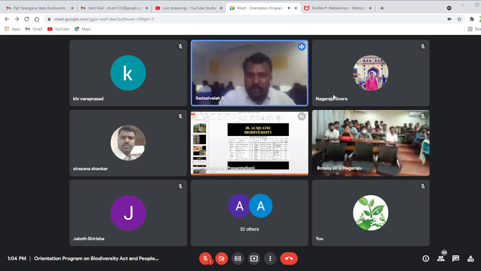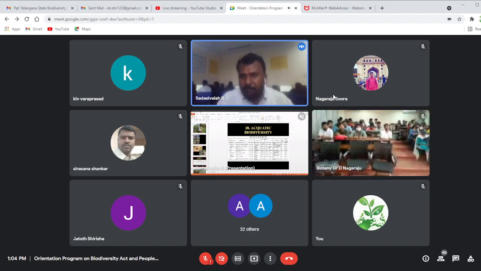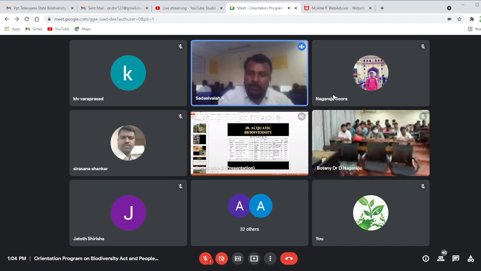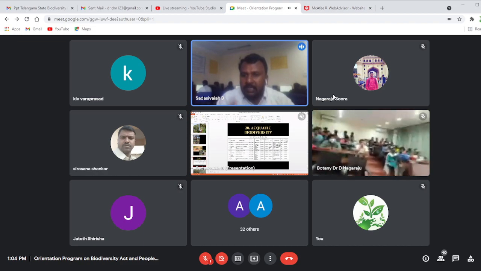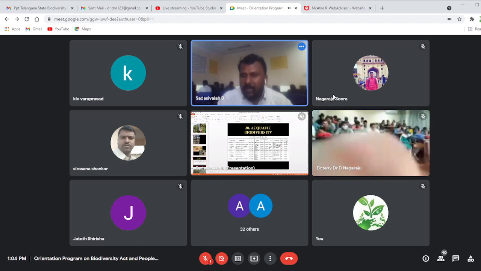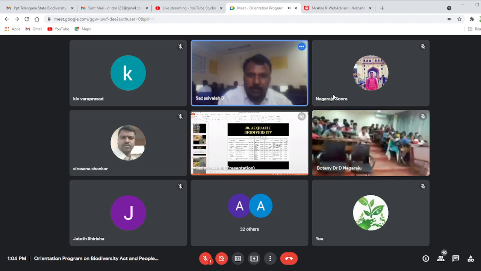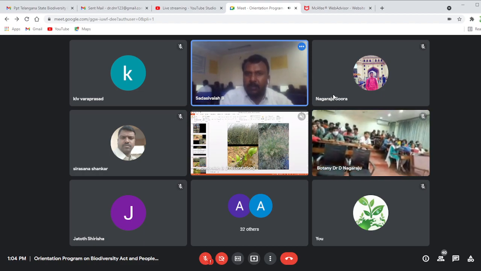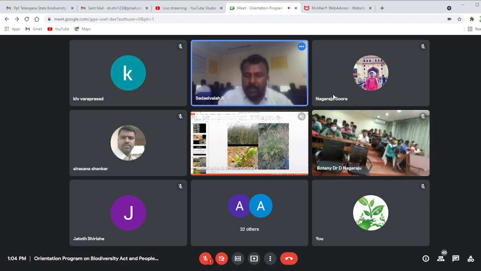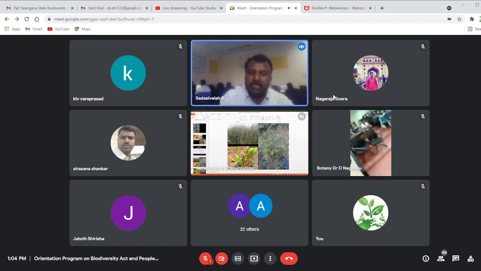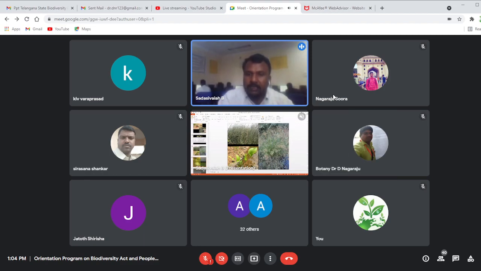Then status, local status, present and past, and also any use, whatever it is, you should write: medicinal, fodder, edible, anything. And then any other associated knowledge and other information, anything, and knowledge holder. Then you can see here, these are some of the aquatic plants. This is Typha angustata, used as a thatching material, and this is Sagittaria. Some of the people are using it as ornamental, like that.